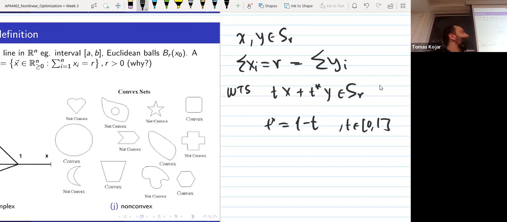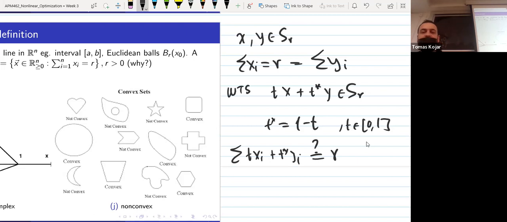All right? Can one of you tell me the proof? Kind of lazy. So how will this work? Why is it obvious? Can you see it right away? So what do I have to prove? I have to prove that the sum of txi plus t star yi is equal to r, right? So what's the left-hand side equal to?